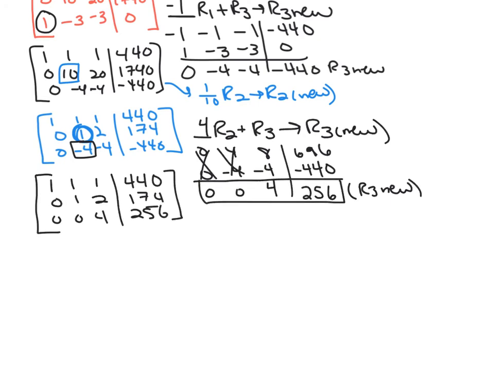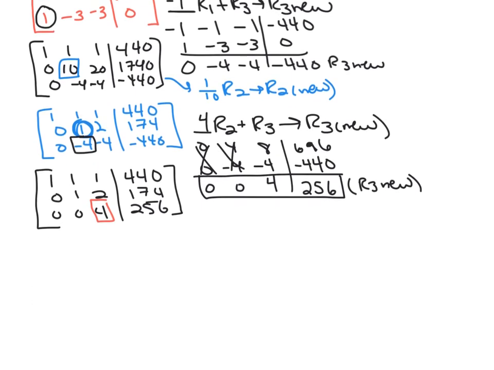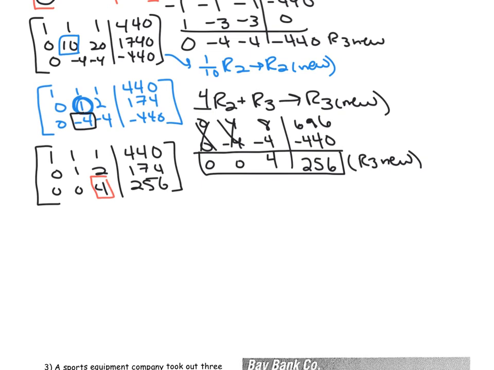Awesome, because there's my new third row. Very last thing that we have to do is change this 4 into a 1. We got to make it a 1. Okay? So this actually is nice and easy. To make that 4 turn into a 1, we're just going to multiply this entire third row by 1/4 to get my new third row. All right, so let's write it out. I have got 1, 1, 1. I got my 440.